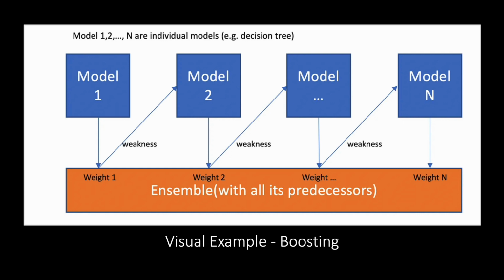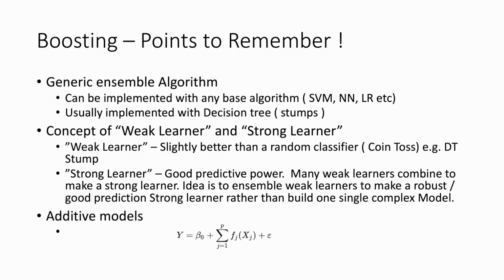If it's a tree, then it's an ensemble tree boosting algorithm, right? That is the concept behind weak learner. What is a strong learner? The combination of all these turns out to be strong, right? And the details of that lie in the algorithm, which we'll go through. So this is the concept of weak learner: slightly better than a random classifier, a decision tree stump.